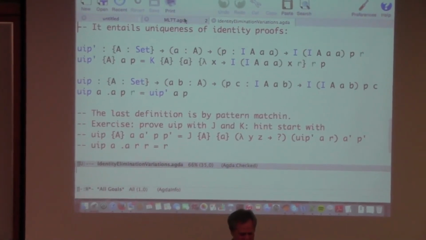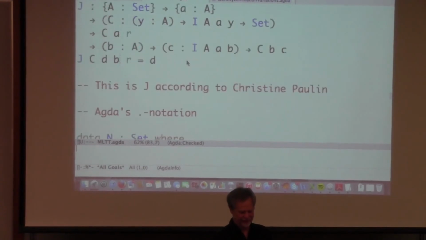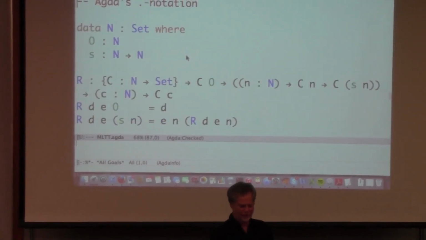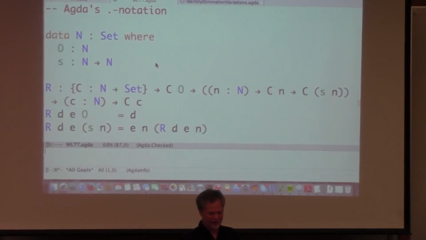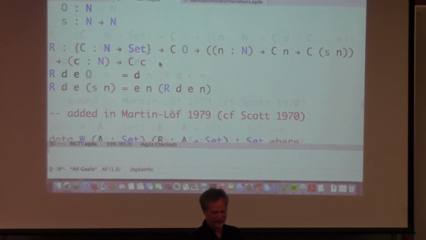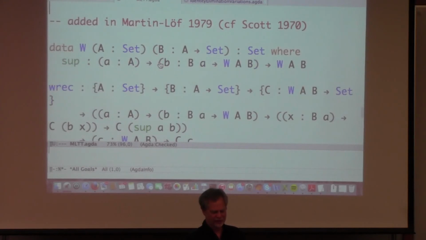Okay, so let's go back to Martin Löf type theory. Natural numbers I won't bother you about. He called the eliminator big R instead of rec or natrec. But more interesting and very important is the W type.